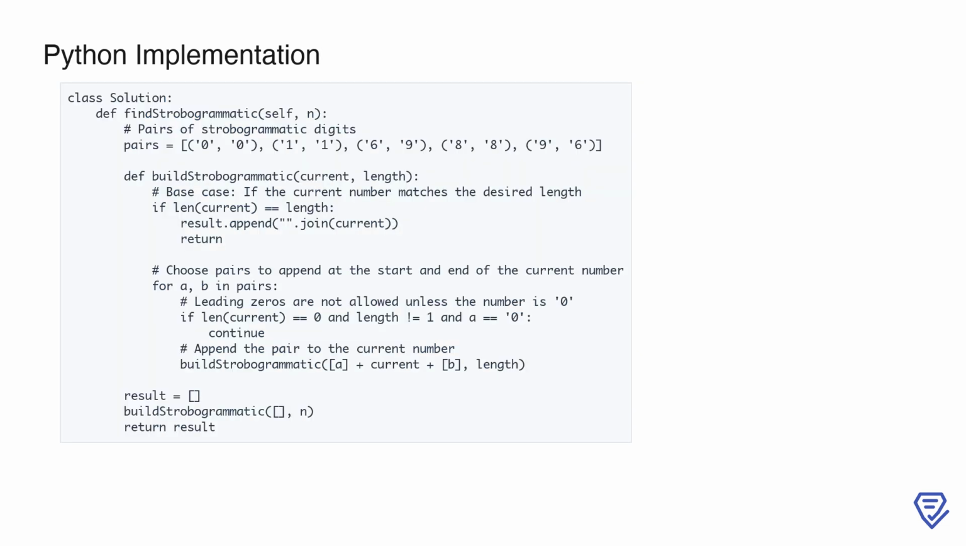This implementation solves LeetCode problem 247, Strobogrammatic Number II, which generates all strobogrammatic numbers of a given length n.